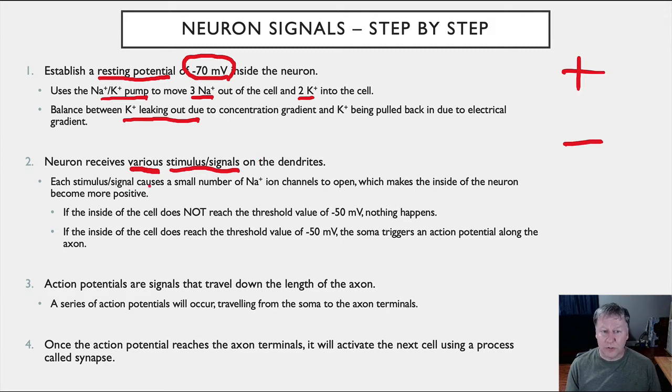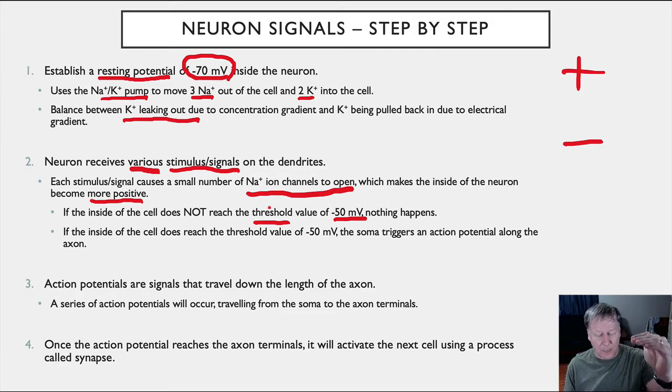Each stimulus or signal will cause a small number of sodium ion channels to open. This in turn will make the inside of the neuron more positive. The question then becomes, how much more positive? Very small signals, small stimulus, will make it more positive, but it will not reach the threshold value of minus 50 millivolts. So it will not reach that. In that case, nothing happens. It'll go up a little bit more positive, then drop back down to our minus 70.